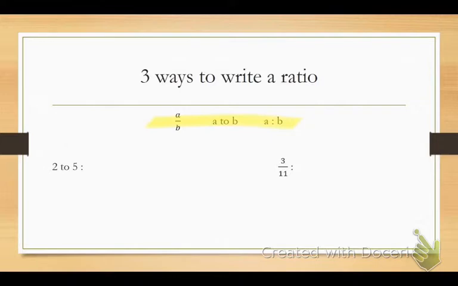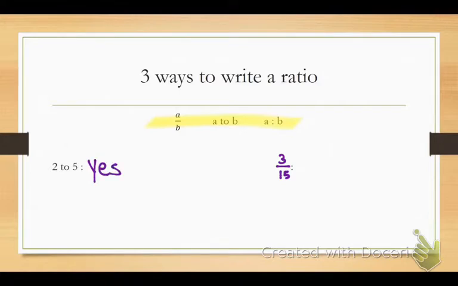And what the directions on your homework are going to say is to tell whether the ratio is in simplest form, and then to write it in two other ways. And if it's not in simplest form, we need to make it in simplest form. So on the first one, 2 to 5, is that in simplest form? Yes. 2 to 5? So I would say yes.